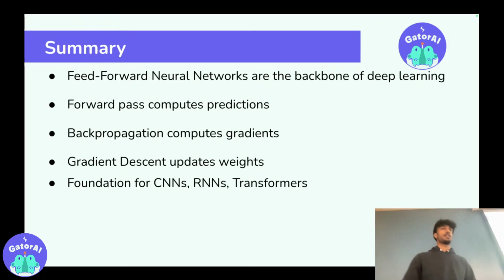All right, summary. Let's recap what we've covered today. Feed-forward neural networks are the foundation of deep learning. The forward pass makes predictions, backpropagation computes the gradients, and gradient descent updates the weights. Every deep model, CNNs, RNNs, transformers, everything builds on this exact pattern. Once you get this, everything else is just a variation of it. And that's like 90% of the battle.